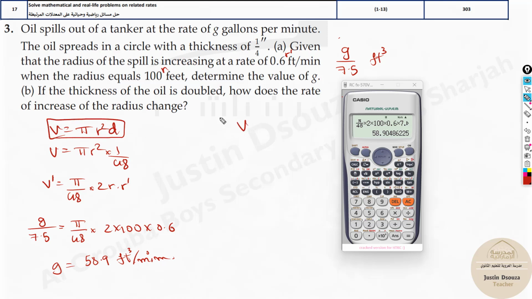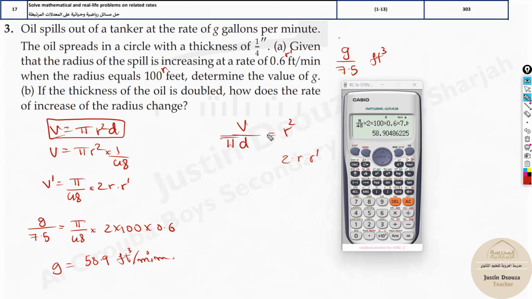Volume, let's keep only radius over here. This goes to the other side, thickness and pi to the other side. And what happens here? It's r squared. Now these both are constants, right? These both will be constants. Now here, when you derive it, you'll get 2r into r dash. So the rate is inversely proportional to the thickness.